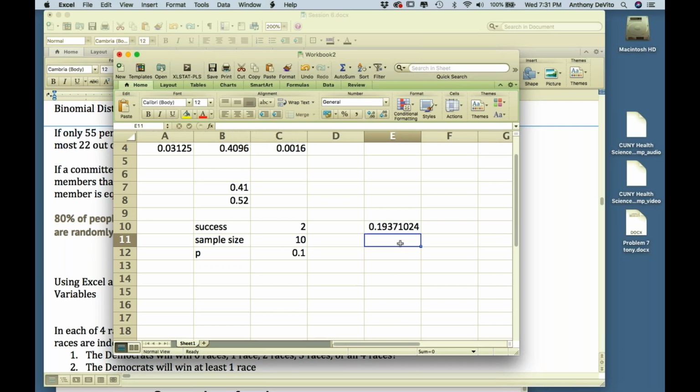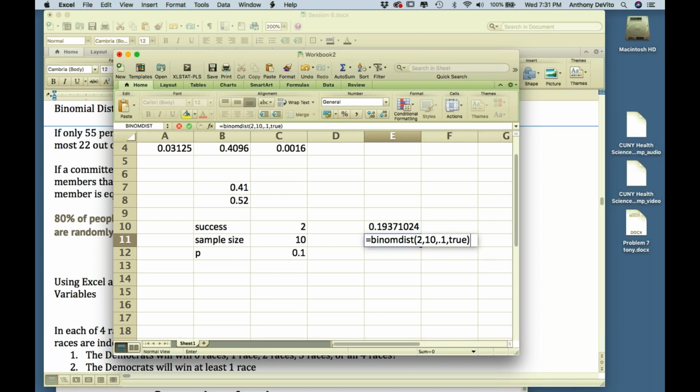What if I had asked you what's the probability for 2 or fewer people having diabetes if I randomly sampled them? Equals BINOM.DIST. Good work, Angelina. BINOM.DIST, parentheses. Well, now it's still 2, right? Number of successes, 2 or less. Trials is still 10, comma. Probability hasn't changed, it's 0.1, comma, except this time I'm going to say true.